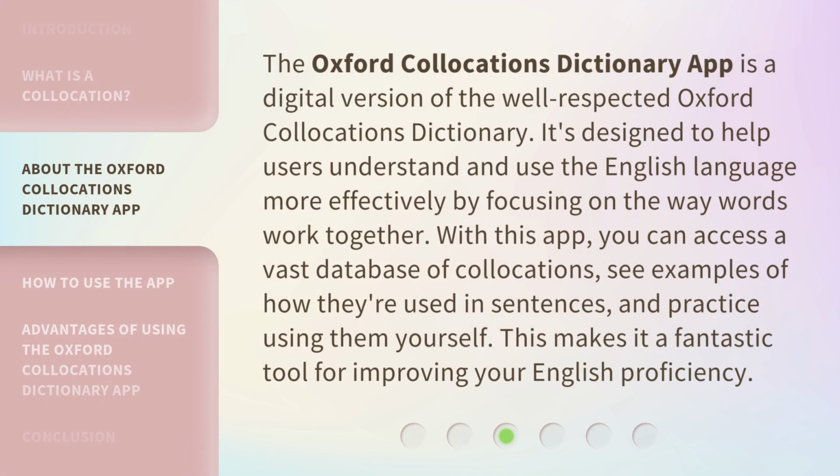The Oxford Collocations Dictionary App is a digital version of the well-respected Oxford Collocations Dictionary. It's designed to help users understand and use the English language more effectively by focusing on the way words work together. With this app, you can access a vast database of collocations, see examples of how they're used in sentences, and practice using them yourself. This makes it a fantastic tool for improving your English proficiency.